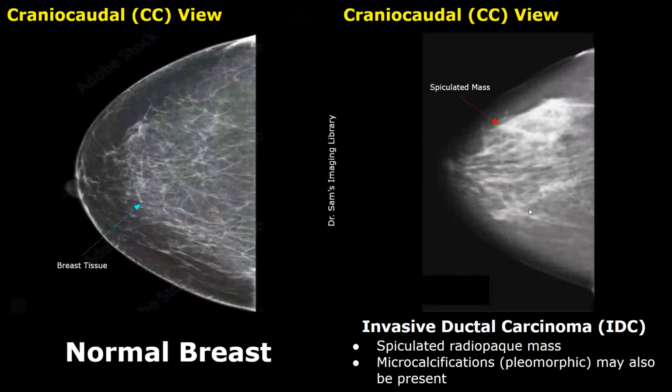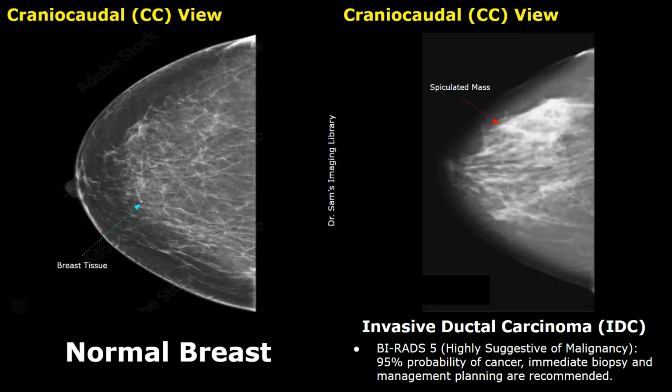Here is a craniocaudal view showing a spiculated radio-opaque mass. The spiculated mass is a sign of malignancy. These type of features are given a score of BI-RADS 5. Immediate biopsy and management planning are recommended.